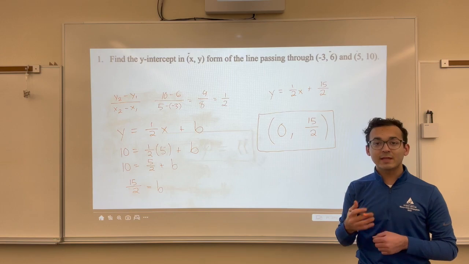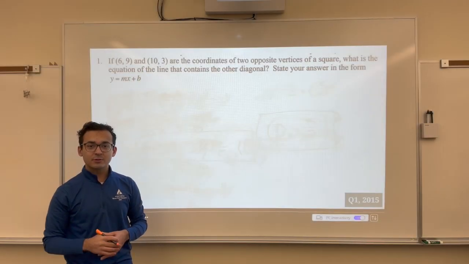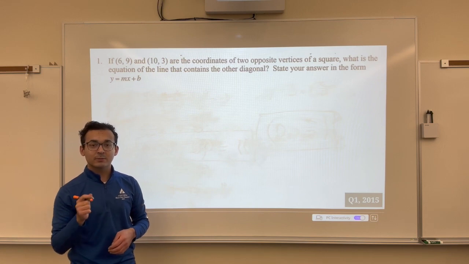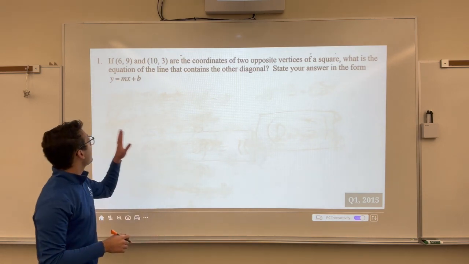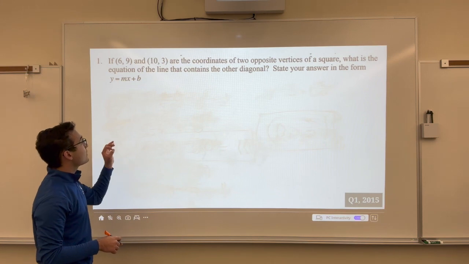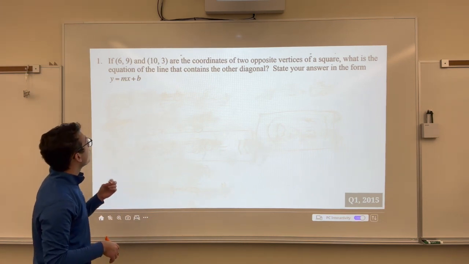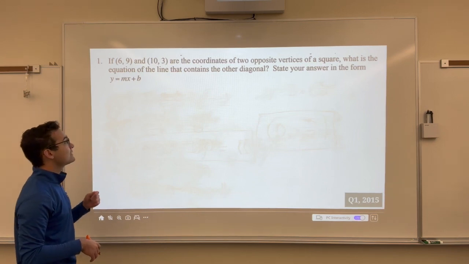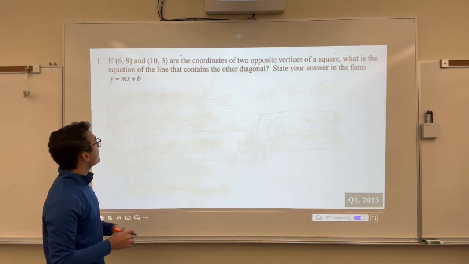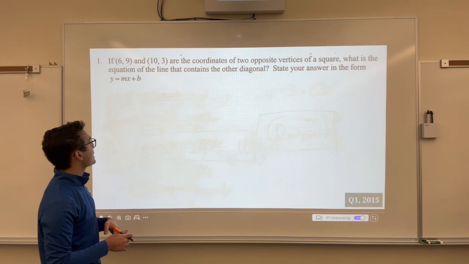Alright, let's move on to the last three-pointer of this video. Alright, in this problem, I'll introduce you to the concept of perpendicular bisectors. Okay, so if 6, 9 and 10, 3 are the coordinates of two opposite vertices of a square, what is the equation of the line that contains the other diagonal? State your answer in the form y equals mx plus b.